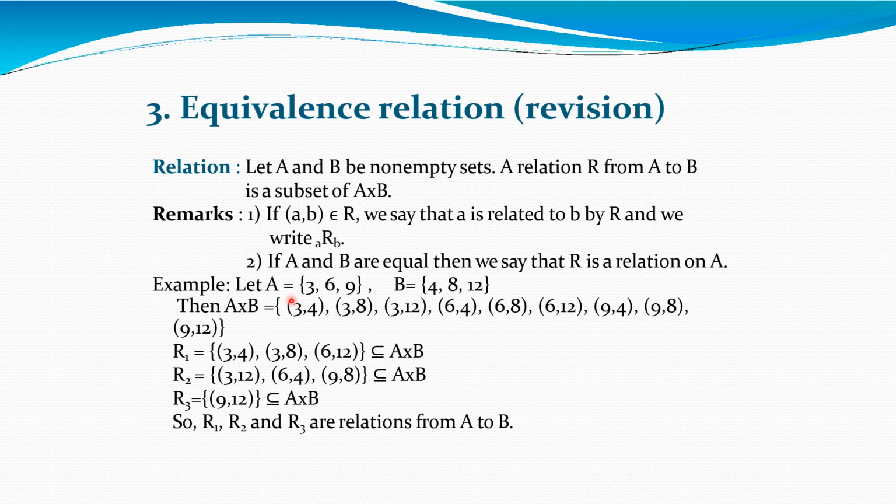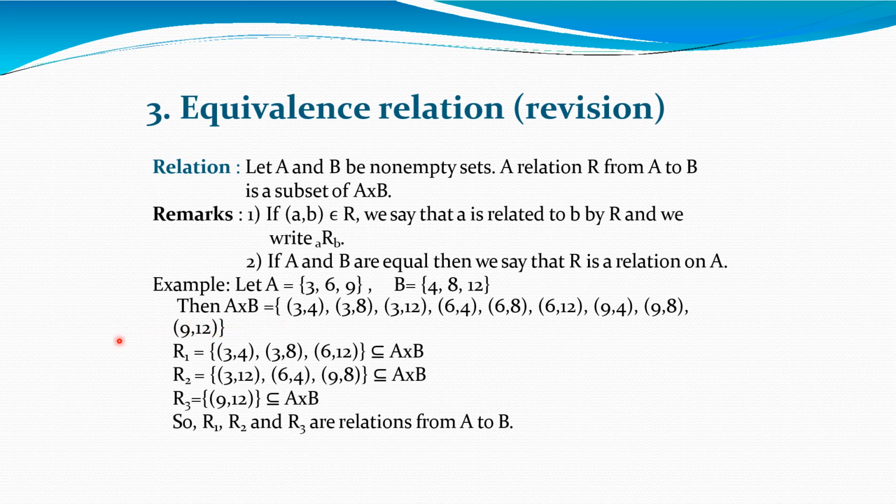Now as all the elements of B are finished, change the element of A to 6. Now (6, 4), (6, 8), (6, 12). Now change the element of A to 9, then (9, 4), (9, 8) and (9, 12). As A contains 3 elements and B contains 3 elements, A cross B will contain 3 into 3, that is 9 such ordered pairs.